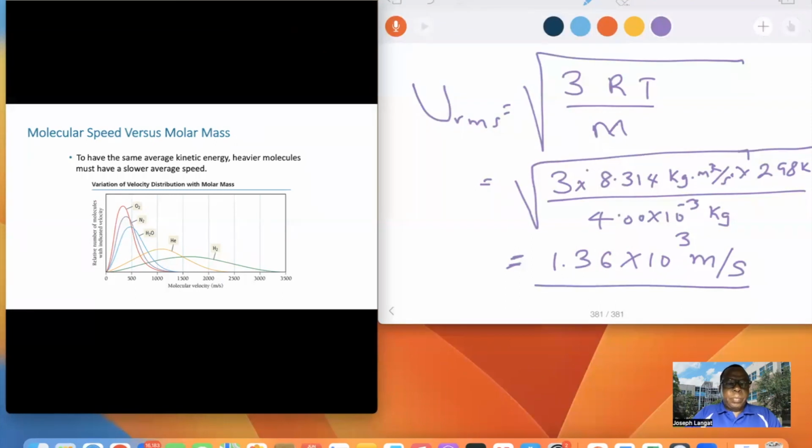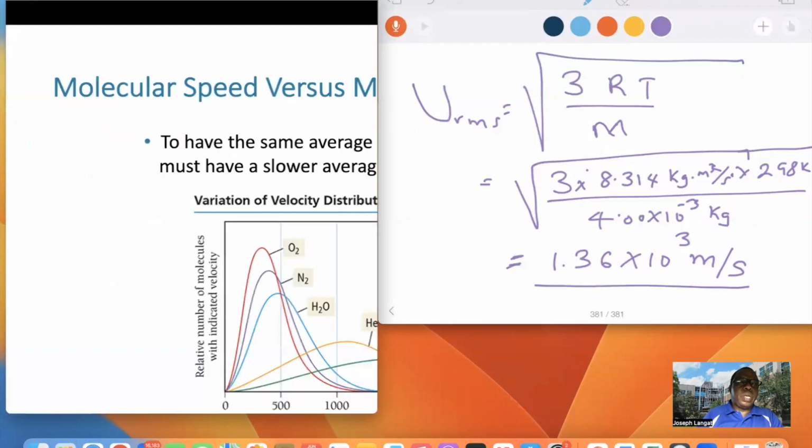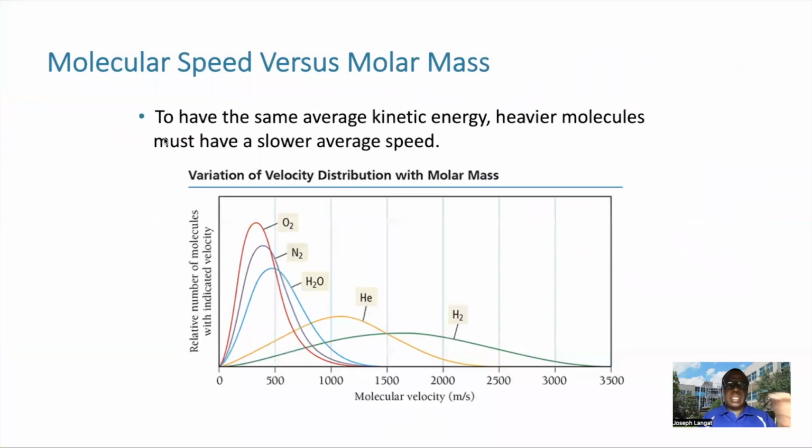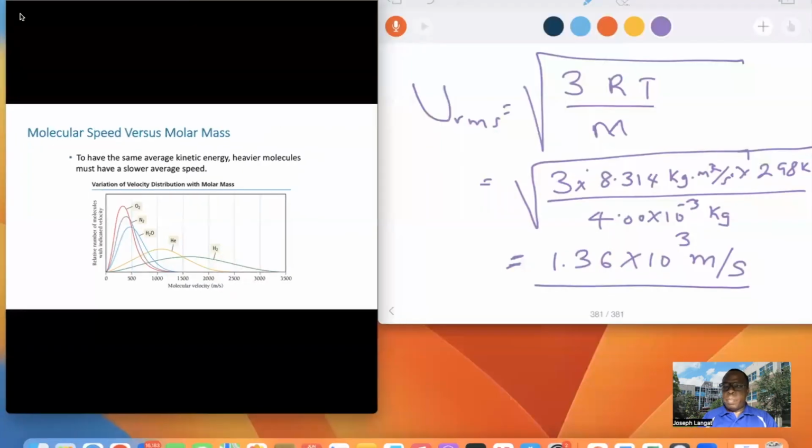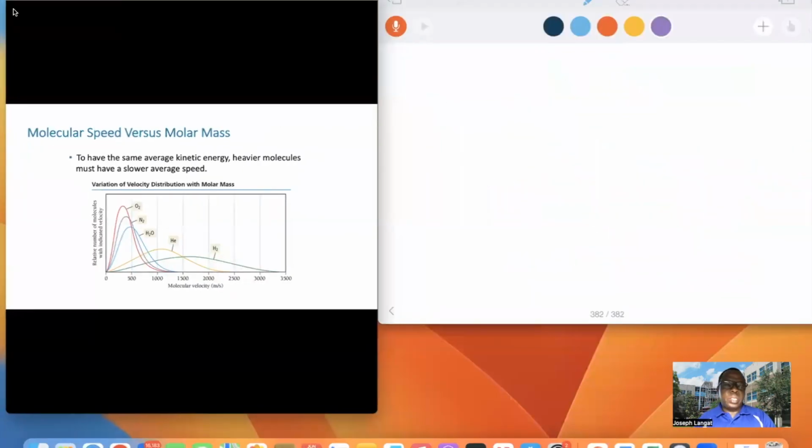The speed is related to molar mass. To have the same average speed or kinetic energy, heavier molecules must have a slower average speed. What does that mean? It's because if you remember, the kinetic energy, KE, is given by a half mv squared.